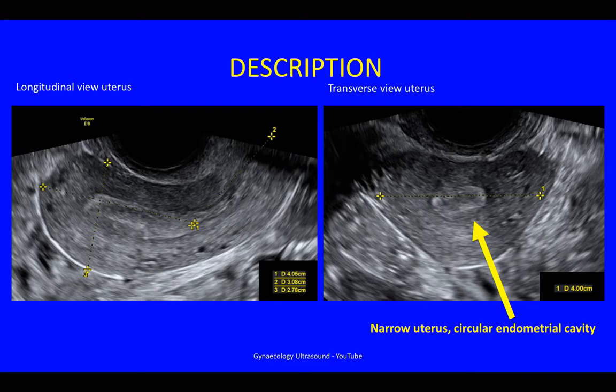Here again are the original ultrasound images. So this is an anteverted uterus, anterior wall, fundus, posterior cervix, cervical canal into the endometrial cavity, and the measurements of this uterus are normal. Then this is a transverse view up at the myometrial fundus. And you notice that the endometrial cavity is circular and that the uterus is 4 centimeters in width, which is slightly narrow.